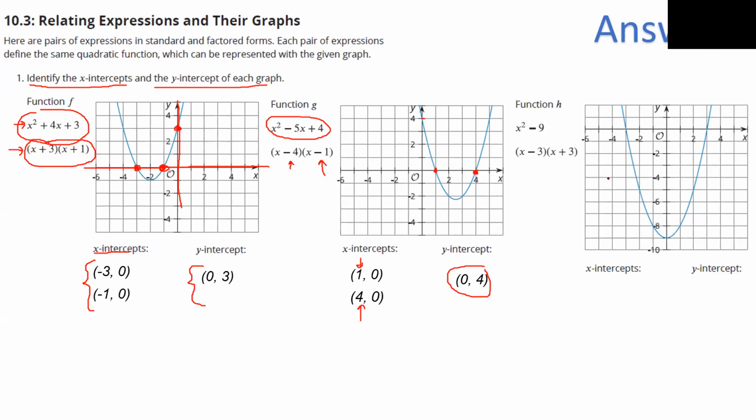So go ahead and answer function H on your own. What would be the x-intercepts and the y-intercepts by just looking at your standard form and your factor form? Go ahead and answer that now.